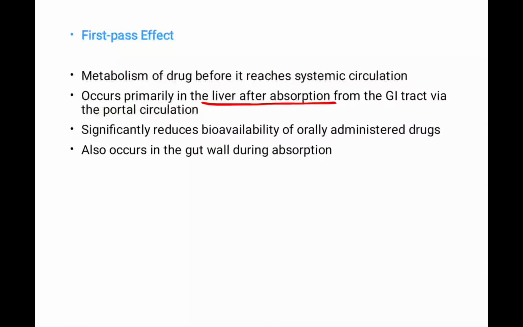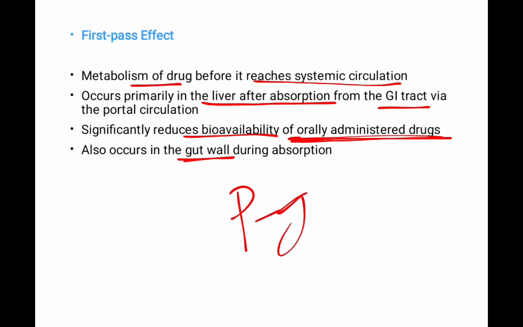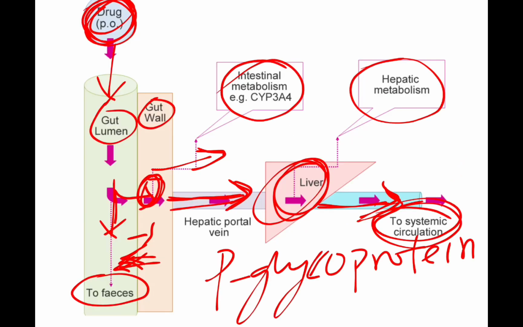So first pass effect is the metabolism of a drug before it reaches what? Systemic circulation. It is primarily in the liver after absorption from the what? GI tract through the portal circulation. It significantly reduces bioavailability, because if there's an increased first pass effect, it reduces the amount of drug that gets to systemic circulation, which is our bioavailability. So it reduces the bioavailability of what? Orally administered drugs. It also occurs in the gut wall. Remember, we said the P-glycoproteins are there, and we also have the CYP enzymes in the gut wall that help in reducing the absorption of drugs. So this is called first pass metabolism.